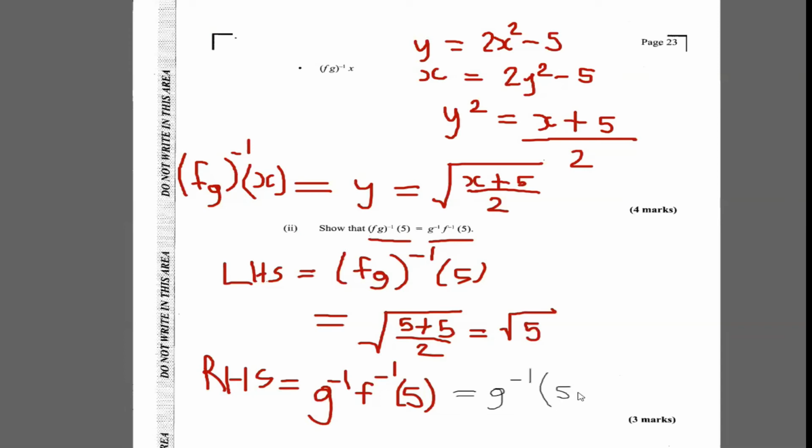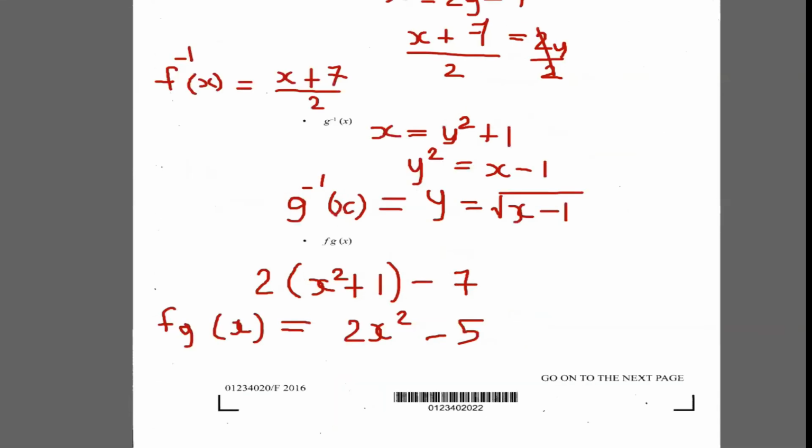So we need to find g inverse of 6. This part is 6. F inverse of 5 is 6. So g inverse of 6. Let's check out what's g inverse of 6. G inverse is the square root of x minus 1. So we'll put x as 6 now. 6 minus 1, and we square root it. 6 minus 1 is 5. And so that's the square root of 5.